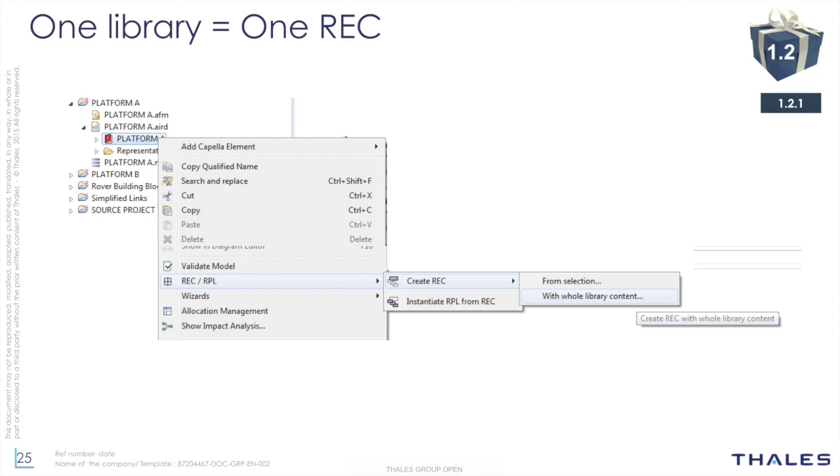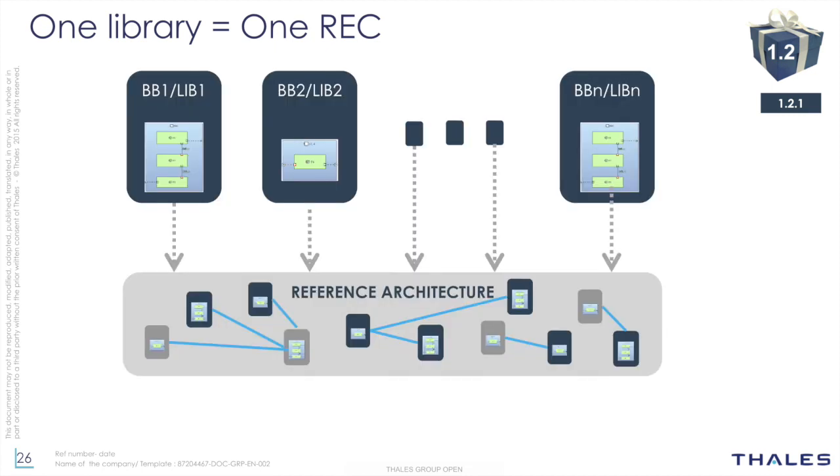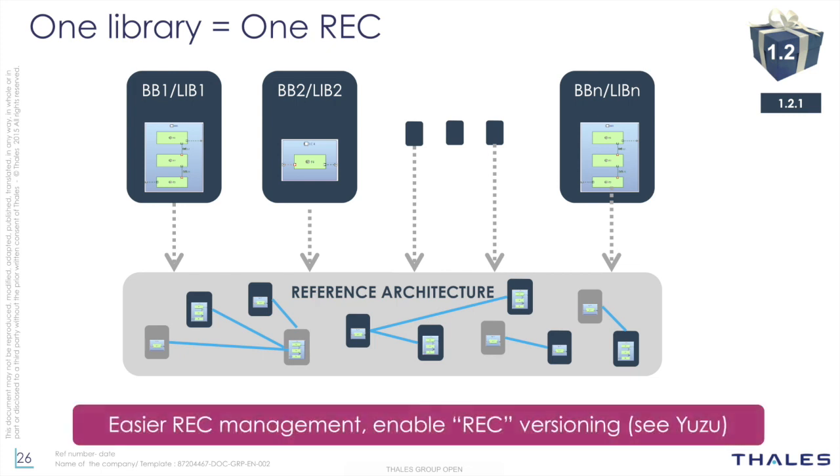The other thing we did is we have introduced a feature that allows to create one record with the whole content of a library. If you are, for example, in a scheme where you have one building block per library and you want to create a reference architecture by assembling all these building blocks, it is pretty convenient to go on a library and in one click create or update a rec. And I'm going to illustrate that in a demonstration.